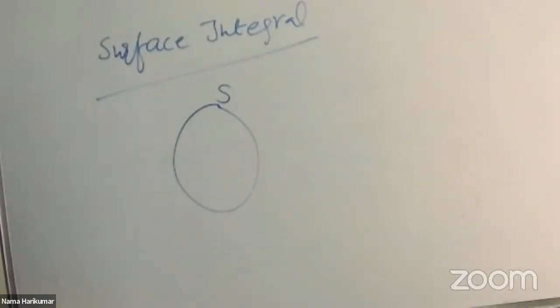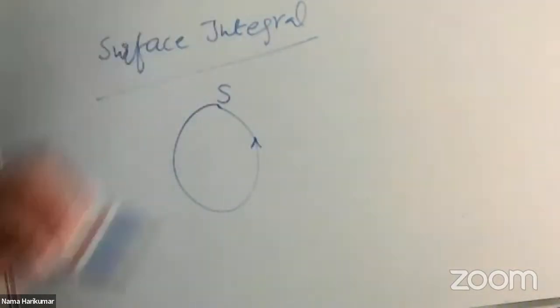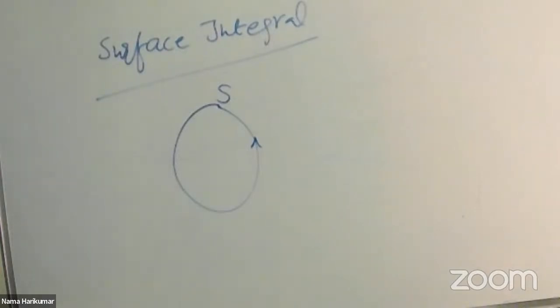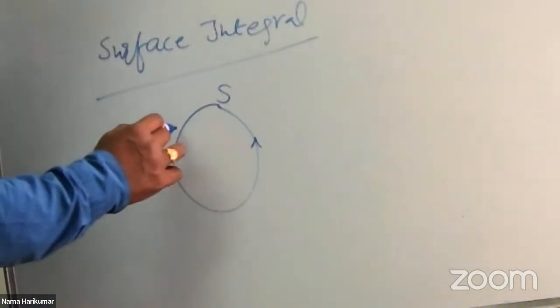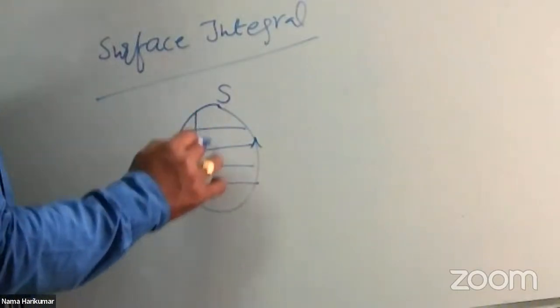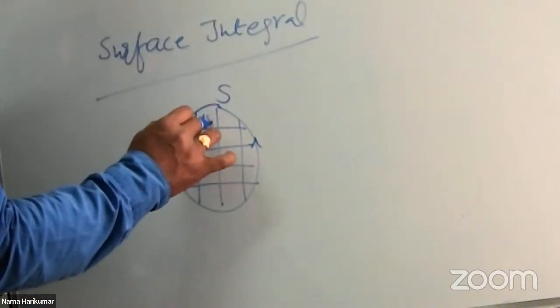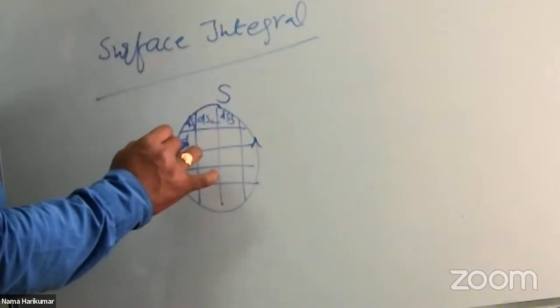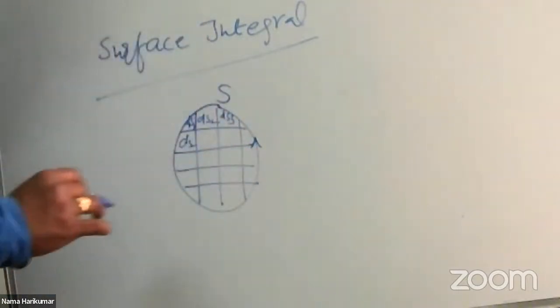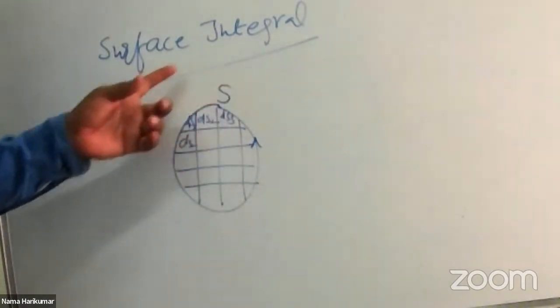So this surface is a vector surface. Vector means magnitude and direction. We have to consider the magnitude and direction of the surface. A surface is a formation of a number of small surface values. These are dS1 and dS2 and dS3 and dS4. A number of dS is a formation of S.